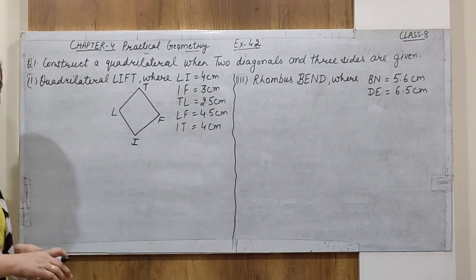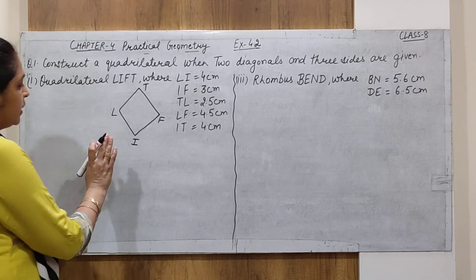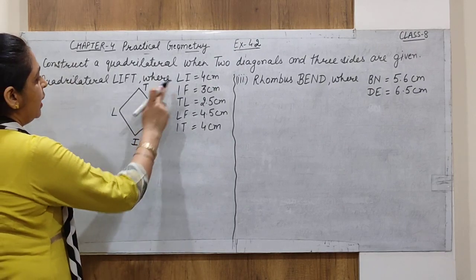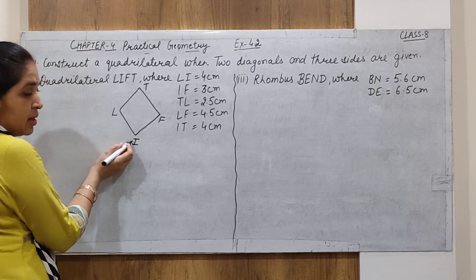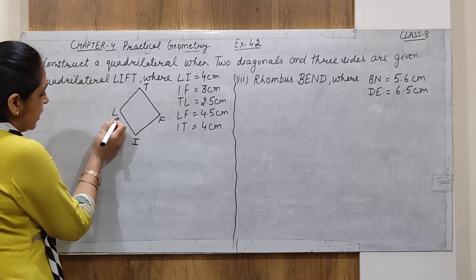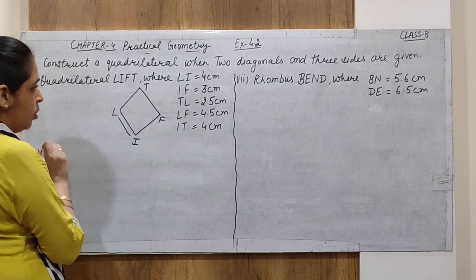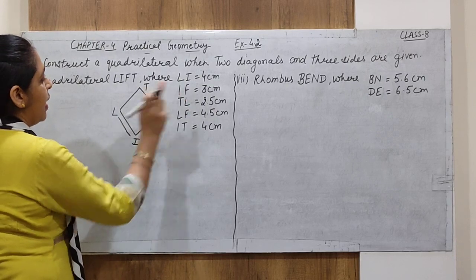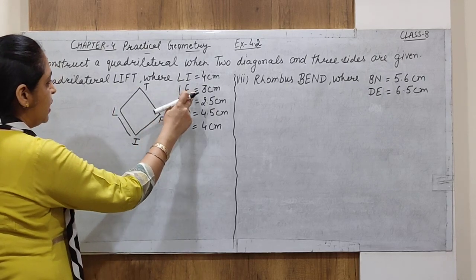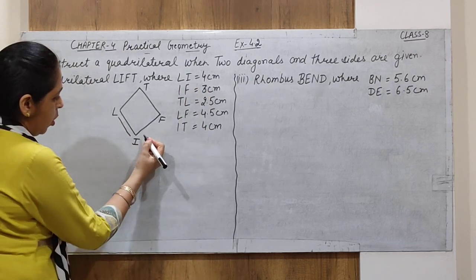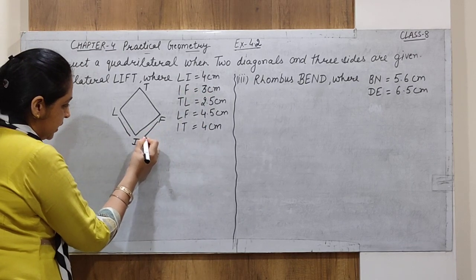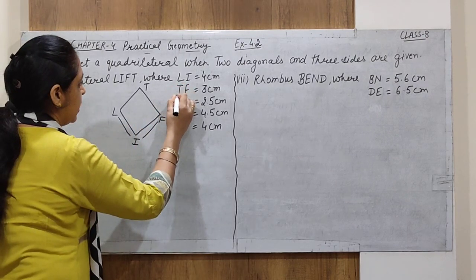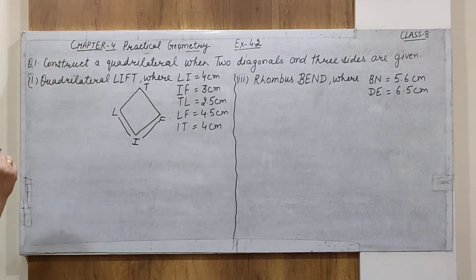Alright, let us start with the question. In this question, which kind of lengths are given? First, LI. What is LI? That is a side. The length of this side is 4 centimeters. So the first side LI is given. The second side given is IF, which is 3 centimeters. IF is the second side, the adjacent side of LI.